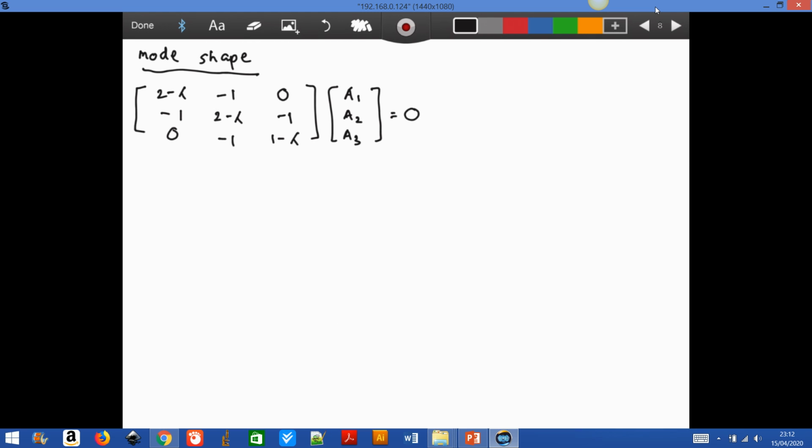Alright, in order for you to find the mode shape, you need to remember that, let's say if I want to find the first mode shape, the first mode shape is a1 over a1, a2 over a1, and a3 over a1. For any mode shape, it will become like this: a1 over a1 for the first one, a2 over a1 for the second, and a3 over a1 for the third one. So we need to find the ratio from this.